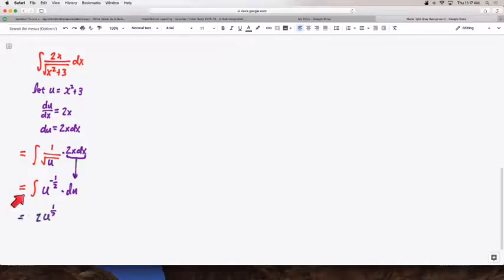Anyway, the rest of this should be straightforward. We integrate using the power rule. Don't forget to add the arbitrary constant. And then you've got to remember to put u back where you found it. u is equal to x squared plus 3, so I'm going to replace the u with x squared plus 3 and the 1/2 power with square root because that's what I was given.